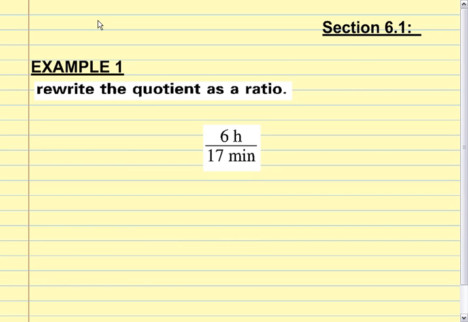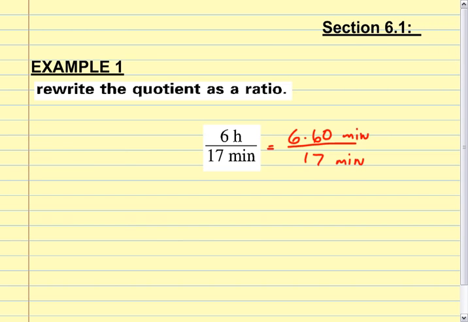Can I change this so that it has the same units, Daniel? Which one should I change to? Should I change to minutes or to hours, Elizabeth? I should change to the smaller unit, to minutes. Okay, well, how many minutes are in an hour, Elise? So what do I need to do to change this to get it to minutes? 6 times 60? 6 times 60 minutes over 17 minutes.